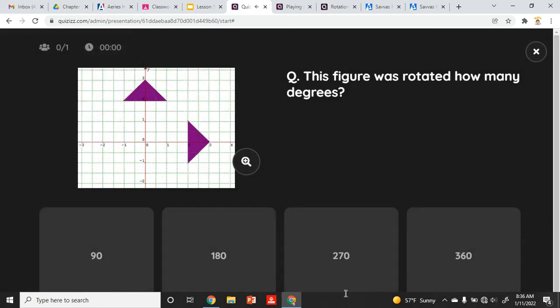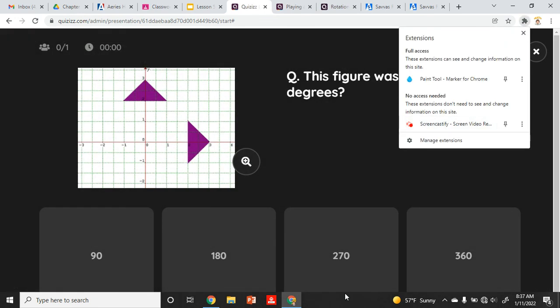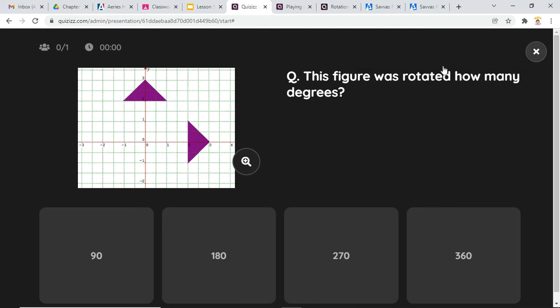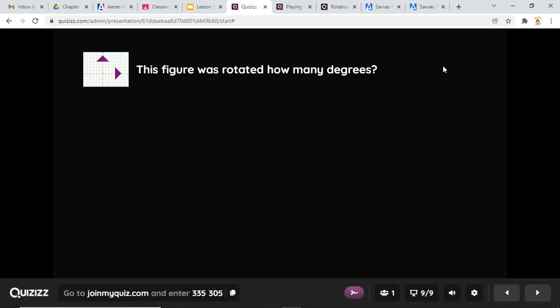Alrighty, so that figure right there is rotated 90 degrees. The way we could tell is from this original figure here, we only had to make one turn counterclockwise. So we went from here to here, we made one turn. Since there's only one turn, that would be a 90-degree turn. All right, I believe we have one question left here.